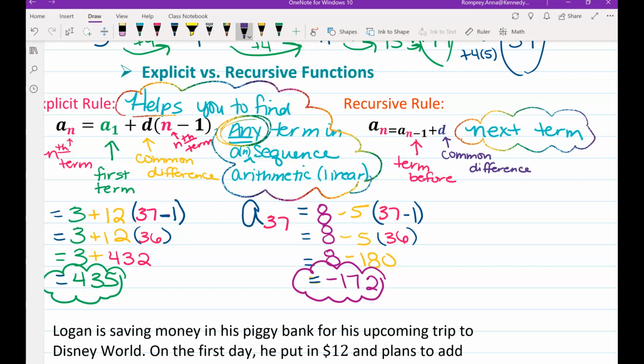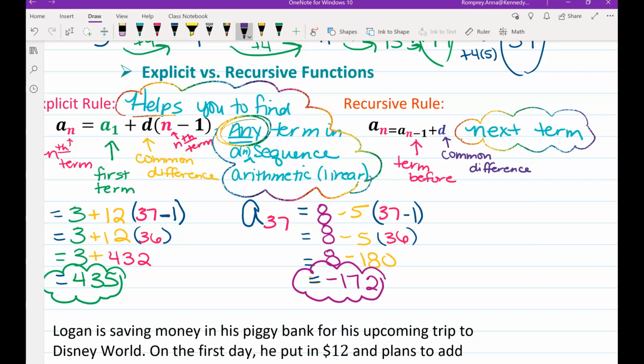Now, why do I bring this up? Because on your end of course exam, there is a potential where you might see, in a select all that apply, a recursive rule, which you literally will just plug in. So a sub n minus 1 will be written like that, and you'll just replace your pattern with your common difference. That's literally the only thing.